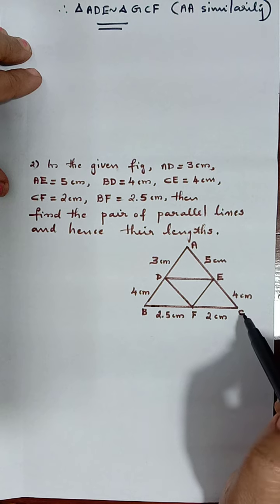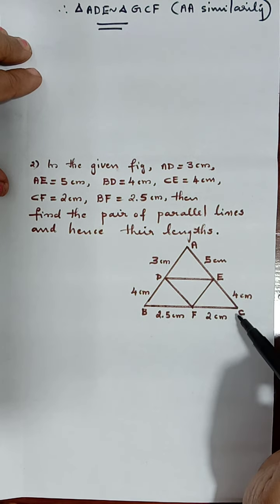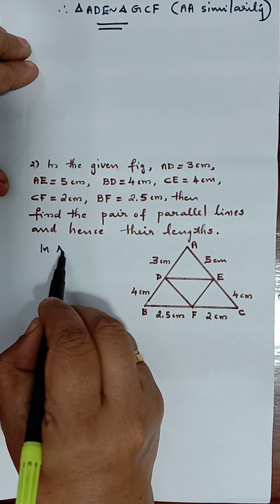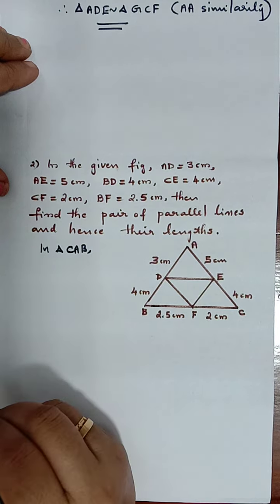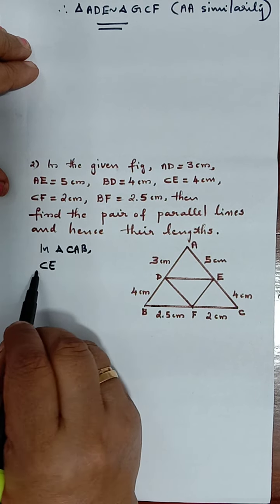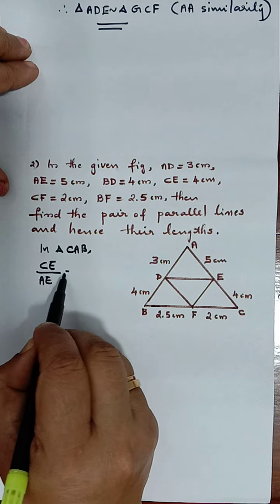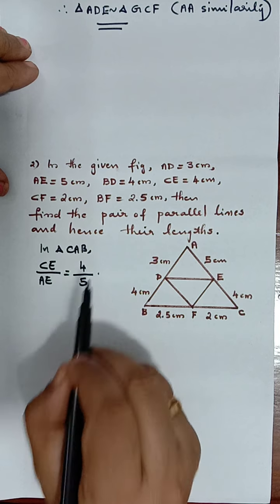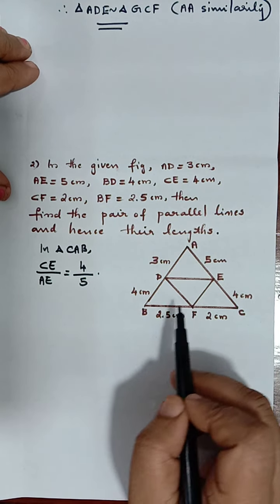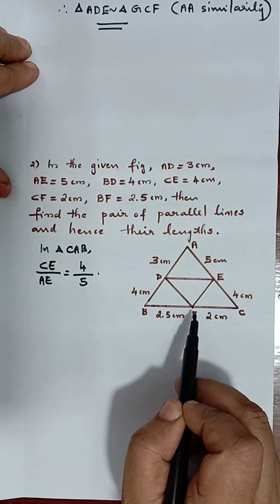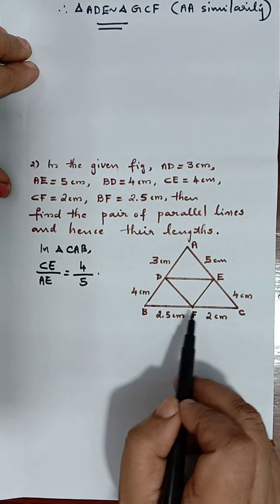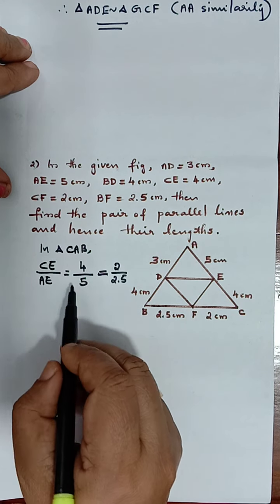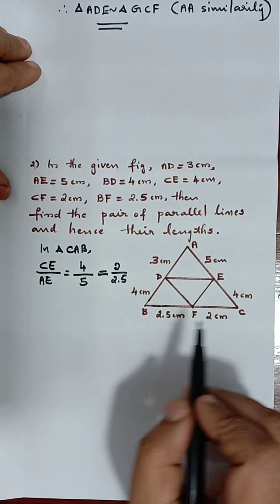In triangle CAB, we write CE by AE. CE is 4 centimeters, AE is 5 centimeters. In the same triangle, CF by BF, or FB, is also equal to 2 by 2.5. When we divide by 2, we get 2 by 2.5.